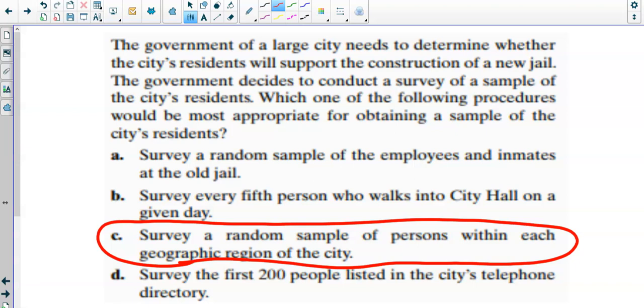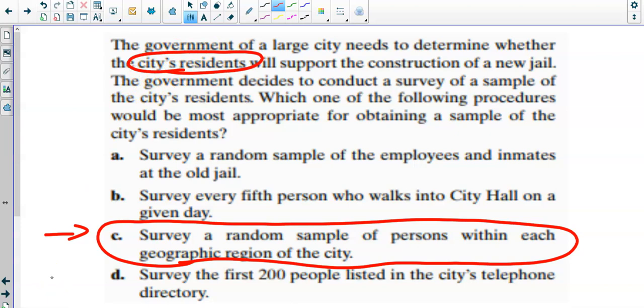No. So again, that's why the last one doesn't work. And again, this one is almost like a systematic because you're just looking at the A's in a telephone book. And in fact, you're just looking at the first 200. So overall, out of these four ways, this method is the best because I'm touching every region of the city and getting information from every region of the city. And that's who we care about, the city's residents.